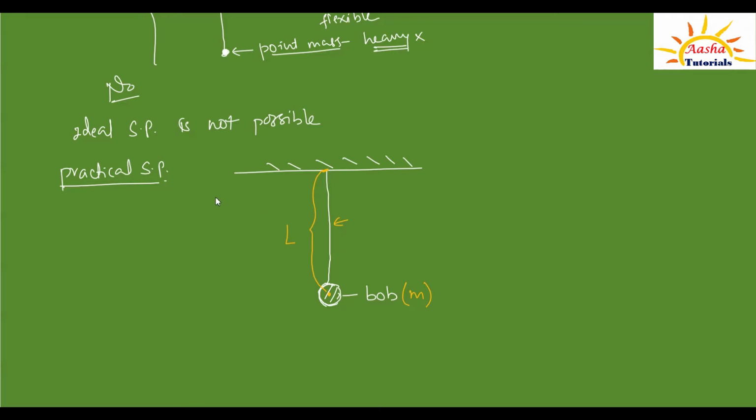So in a practical simple pendulum, a lightweight string is connected to a spherical bob of mass m. The length of the pendulum is considered from the point of suspension to the center of mass of this bob, and the mass of this simple pendulum is completely considered to be the mass of this bob itself. So this is a simple pendulum.